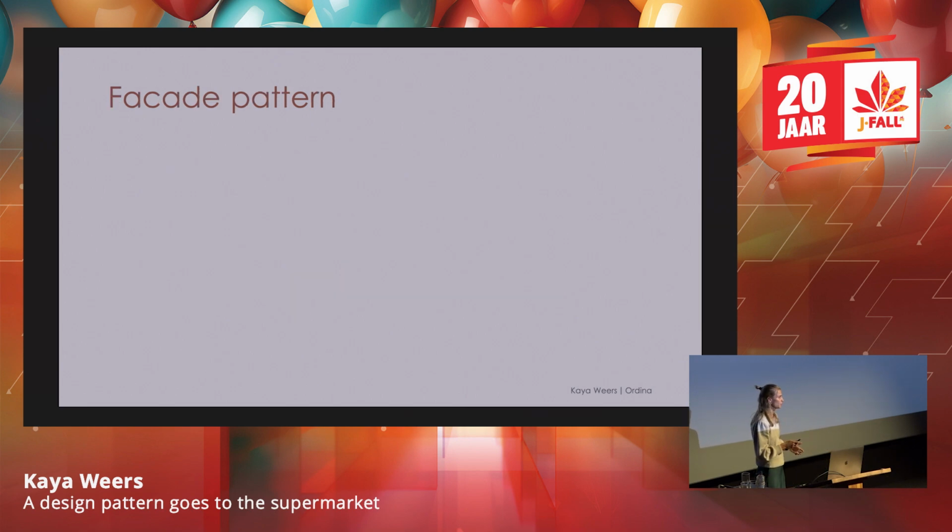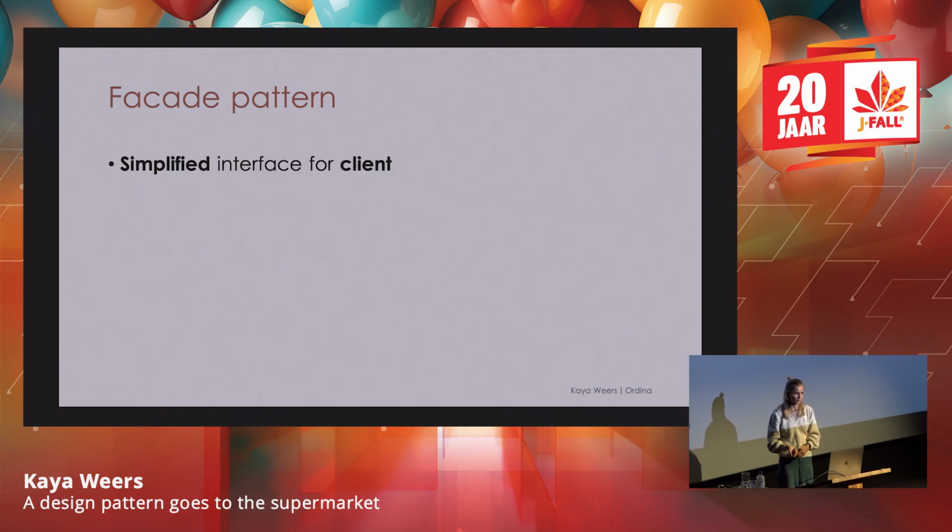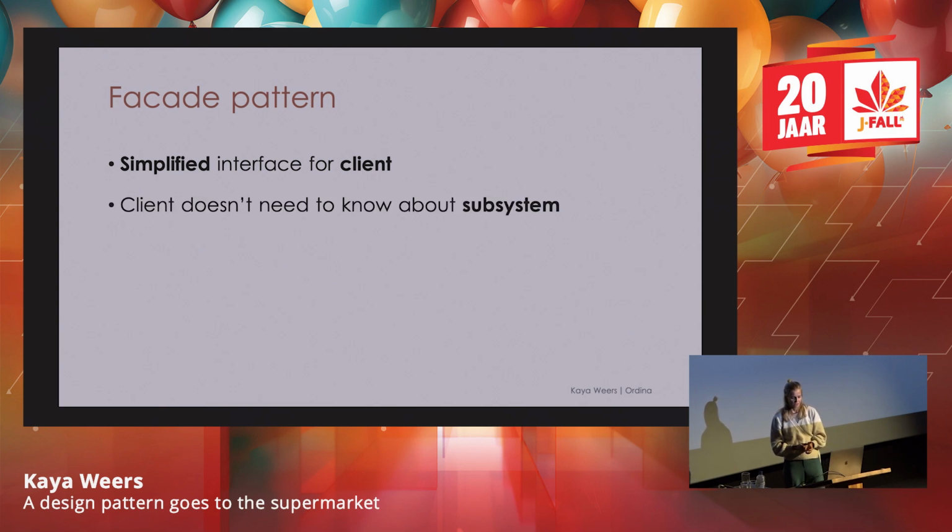So this is the facade pattern, and the most important thing here is that there's a simplified interface for the client. So the mom does not need to know about everything, she just knows put away the groceries. So that's the interface that you give to the client. And the subsystem behind, in this case, we will say, is all the different spots that the groceries can be stored. Mom doesn't need to know about it.